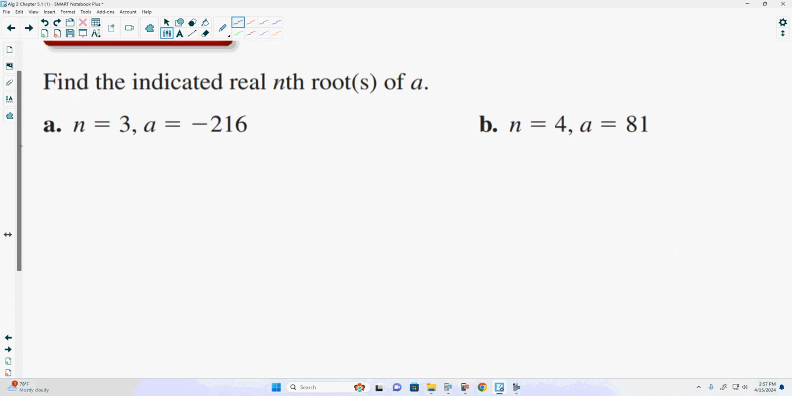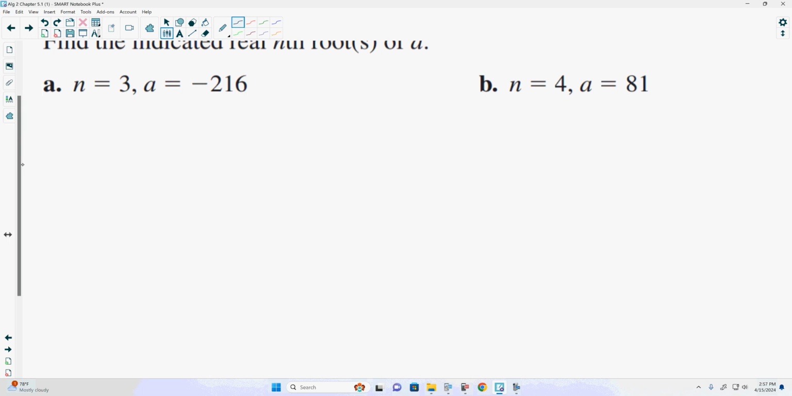Let's look at the first one here. We want to find the indicated real nth root of a. And for these here, all we're doing is taking the nth root of a. Now for our first one here, the n is 3. A is negative 216. So when we look at this, our n is 3. N is odd. Our root is odd.